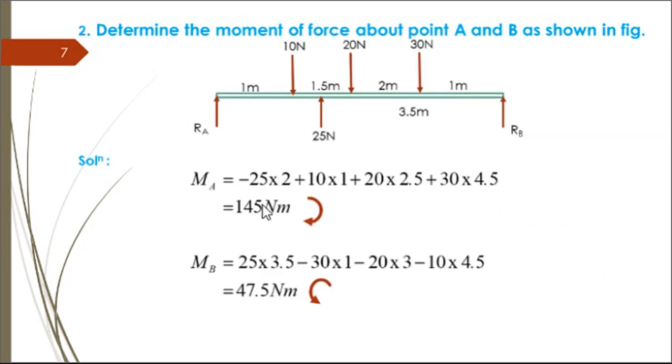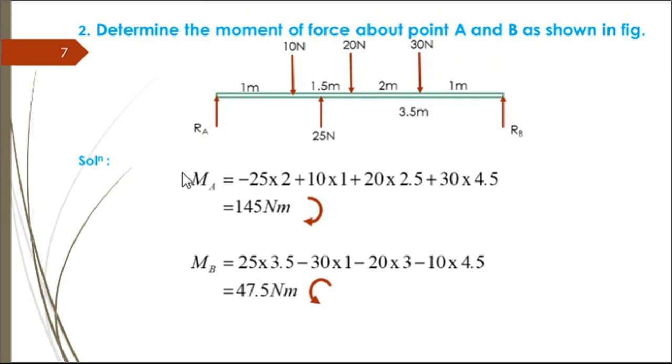Now let's see one more problem. Determine the moment of force about points A and B as shown in the figure. Here one beam is shown. Here the reaction is a vertical force Ra, here the vertical force is Rb, and the remaining four forces are given: 10 Newton in downward direction, 20 Newton in downward direction, 30 Newton in downward direction, and 25 Newton in upward direction. Similarly, the distances of these forces from either point A or point B are provided in the figure, and we have to determine the moment of force about points A and B.